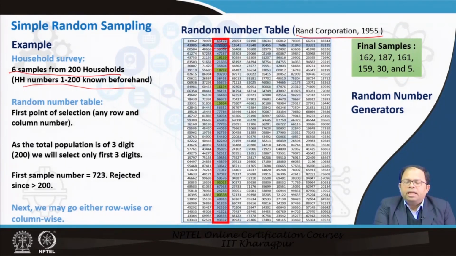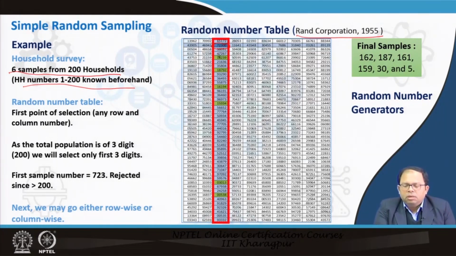This is the second row and third column, and because we have only 200 households, out of that we need to draw only 6 samples. In this random number table, all the numbers are of 5 digits, like 72300. Instead of taking 5 digits, we take the first 3 digits, like 723, as the first selection from the random number table. But because this is more than 200, we will not take it, and we move on to the next one.